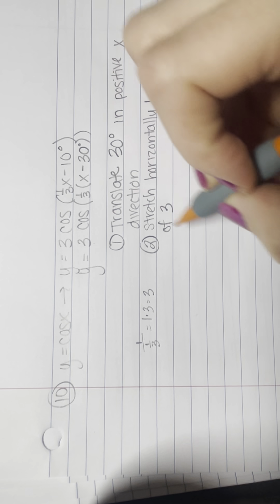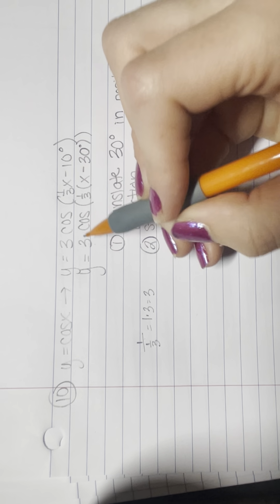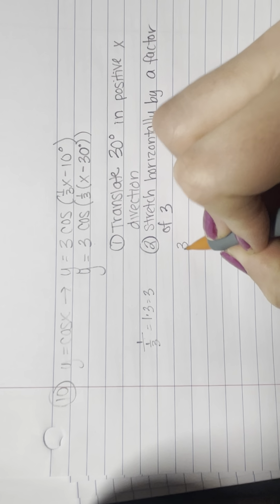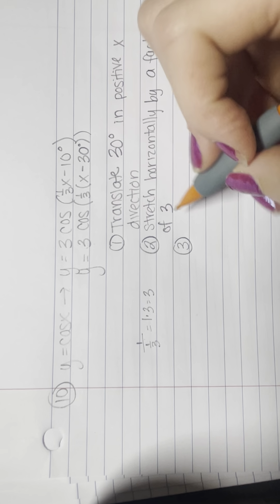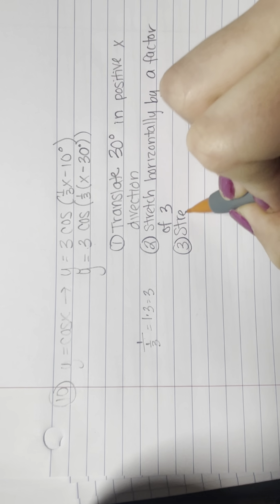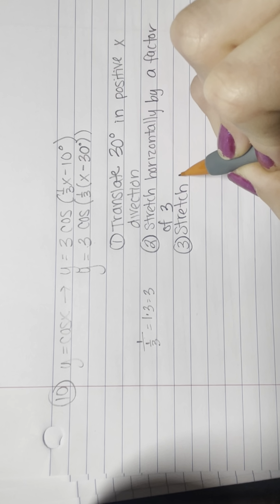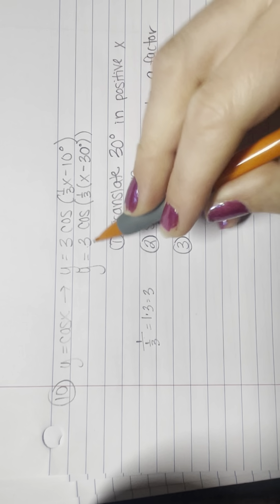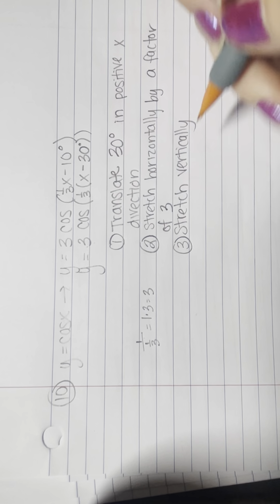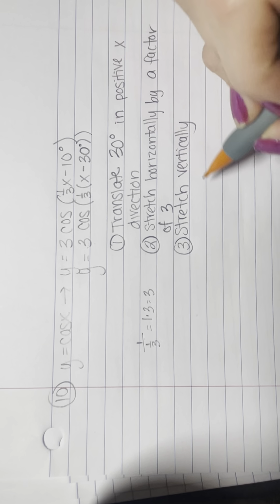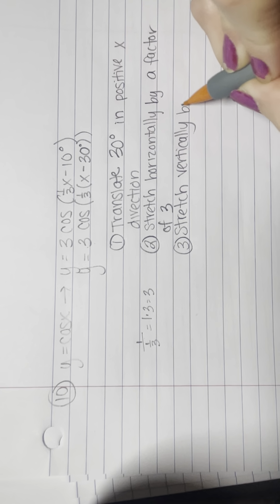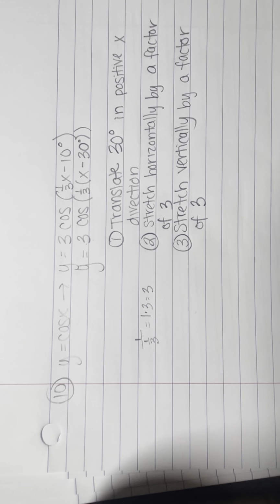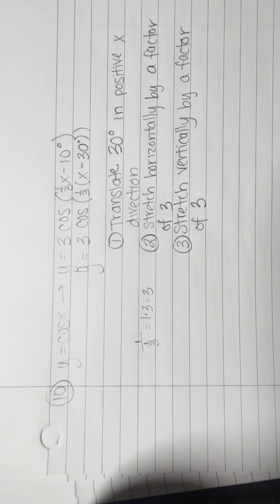Next we're going to go to this 3. We call it our amplitude, but what it really is is a vertical stretch. That is the final thing in this function, a stretch vertically. Now, this factor remains the same. We don't flip it or anything like that. So this is a stretch vertically by a factor of 3 as well. This will be our final answer here for number 10.